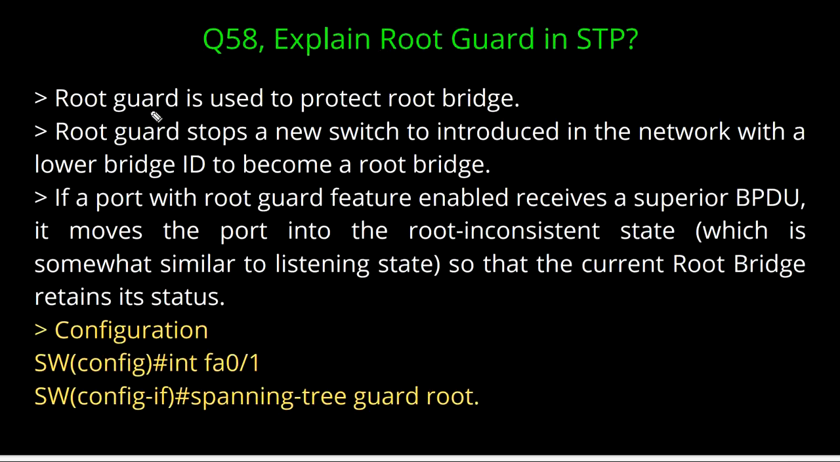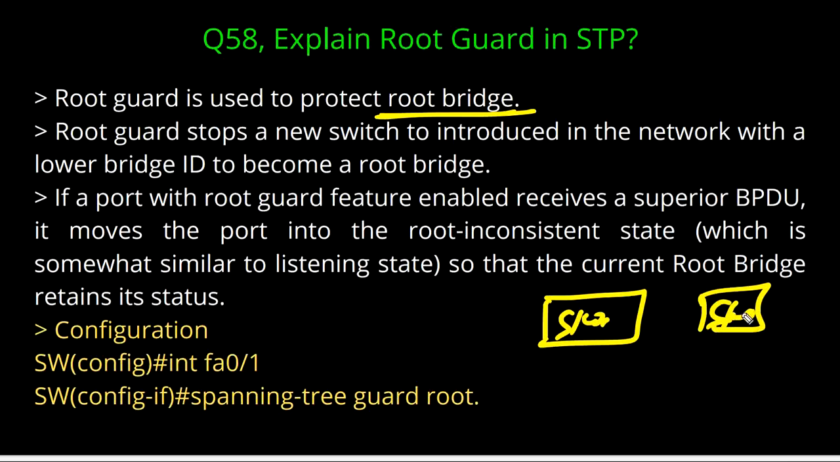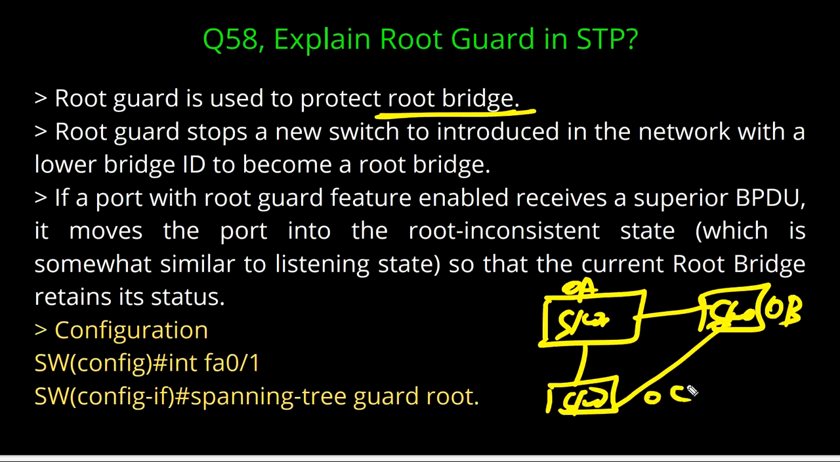Okay, so you can see over here, root guard is used to protect the root bridge. So actually, what will happen if we have switch number 1, switch number 2, switch number 3, and these are connected together. Suppose the MAC address of this switch is 0A, of this switch is 0B, and of this switch is 0C. So this switch will become the root bridge.